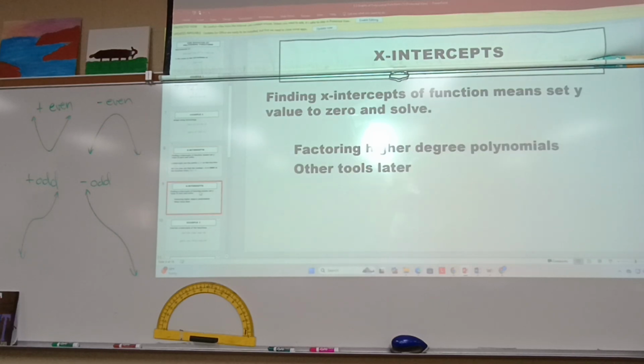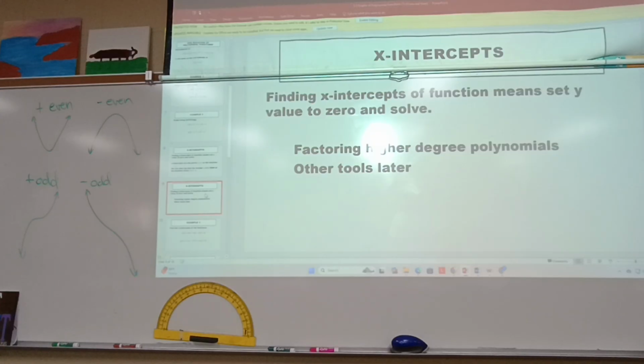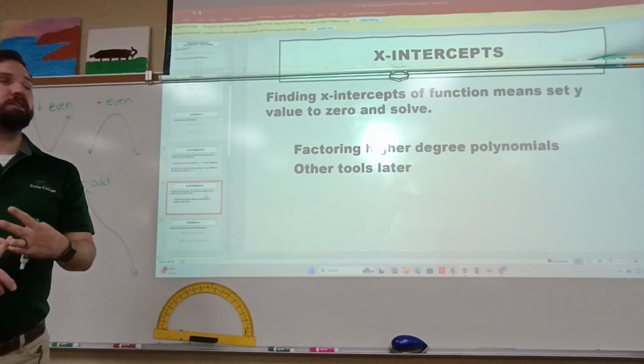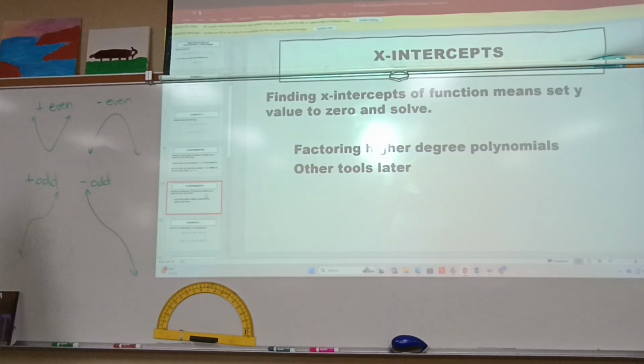All right, so to find x-intercepts, we're going to set y equal to 0. We've factored, we've done quadratics, and we've solved using square roots for squared terms. What do we do if the degree is higher than a square, higher than degree 2? What are we going to do?